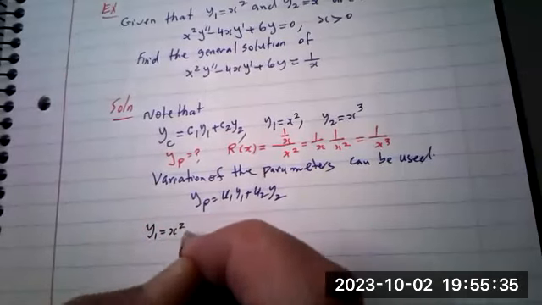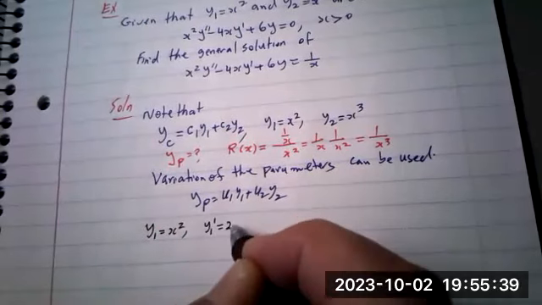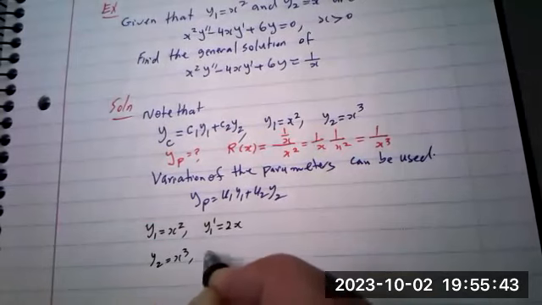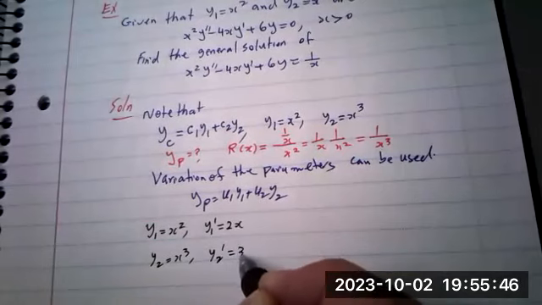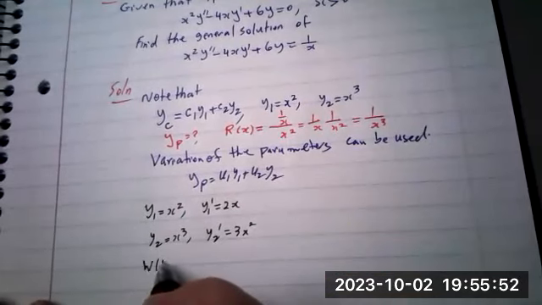y1 is x squared. You need to find the y1 prime because of the Wronskian: 2x. y2 is x cubed. You have to find the y2 prime: 3x squared. Get the Wronskian. So the Wronskian would be what?